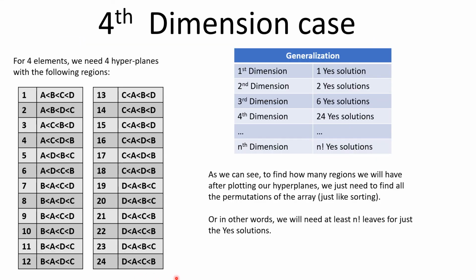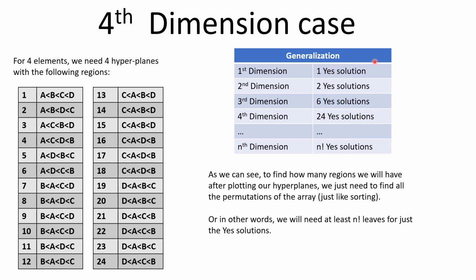Well, it is getting harder to visualize as we go higher and higher on the dimensions, but if we have an array of 4 elements, we can say that we'll be in the 4th dimension, and we just need to find all the permutations of 4 different axes, which I just labeled A, B, C, D. If you do all the permutations, you'll find out that you need 24 different regions.